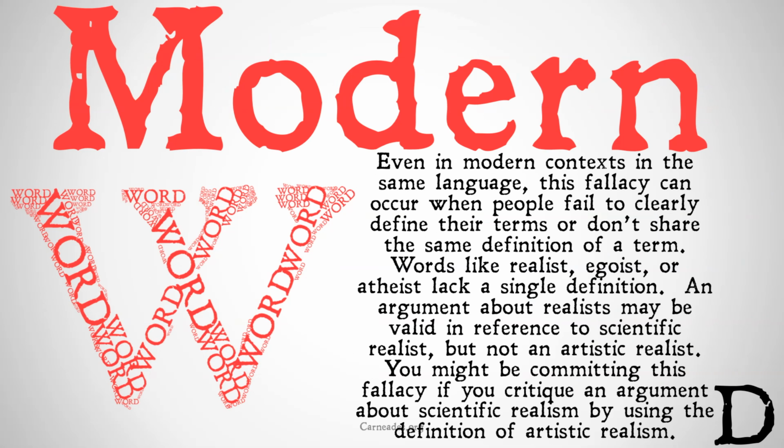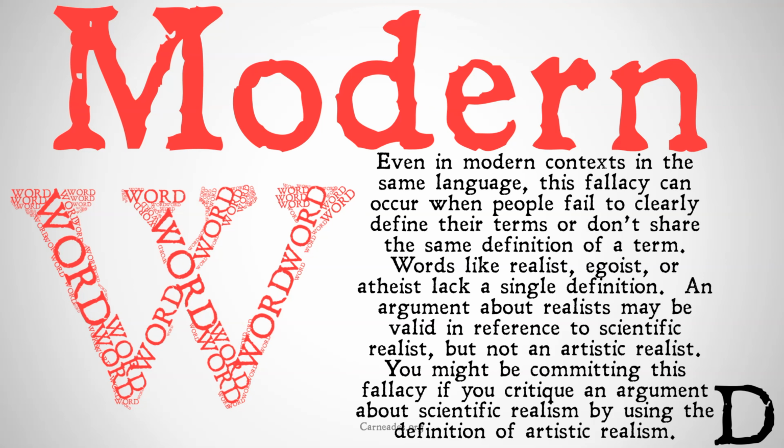Even in modern contexts, in the same language, this fallacy can occur when people fail to clearly define the terms they're using, or don't share the same definition of a term. This often happens when you're speaking across disciplines, and two different disciplines use the same word, but have it mean different things. Even within philosophy, though, there are often words that have different meanings to different people, or within different sub-disciplines of philosophy. Words like realist, egoist, materialist, atheist lack a single definition. An argument about realists may be valid in reference to a scientific realist, but not an artistic realist.